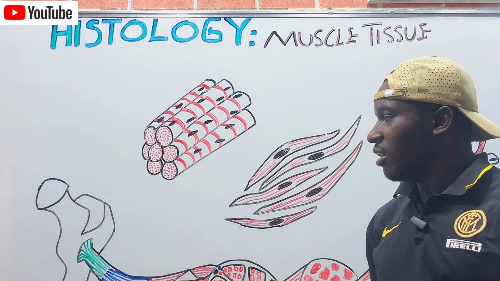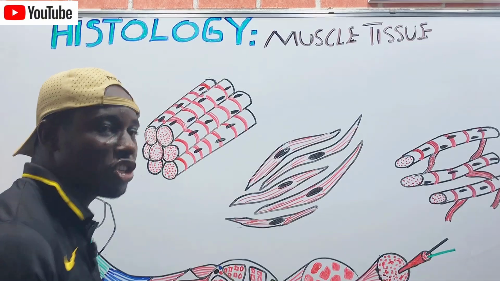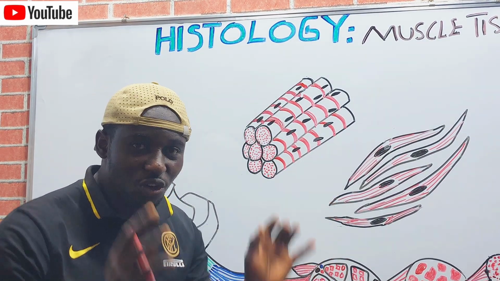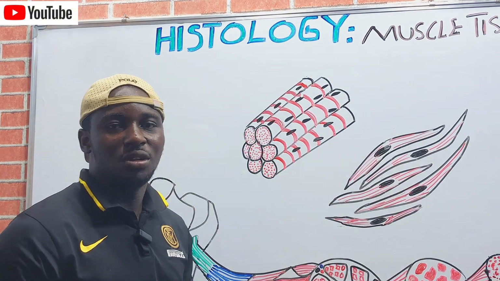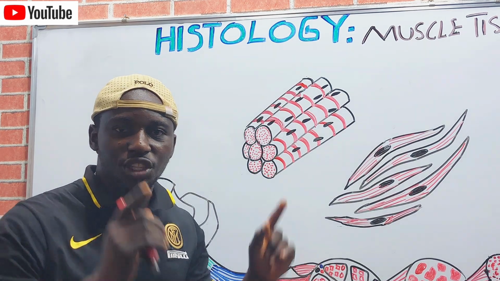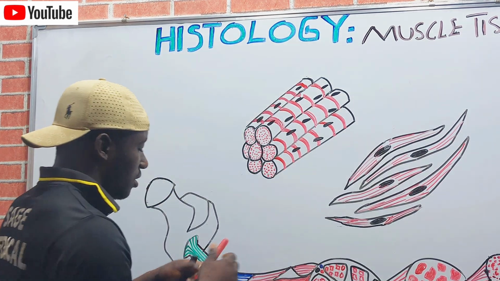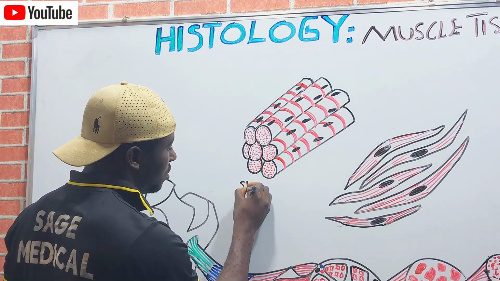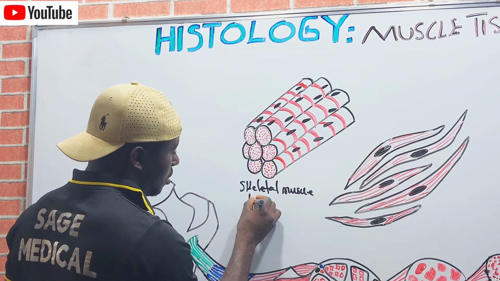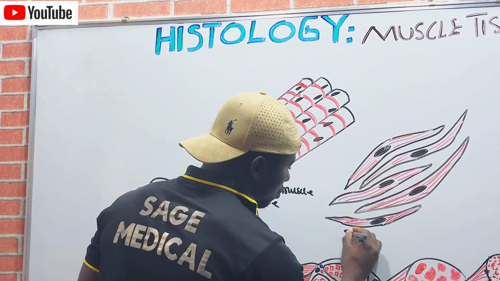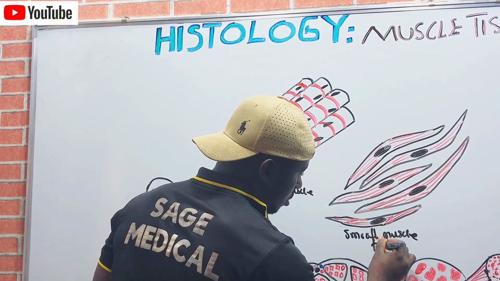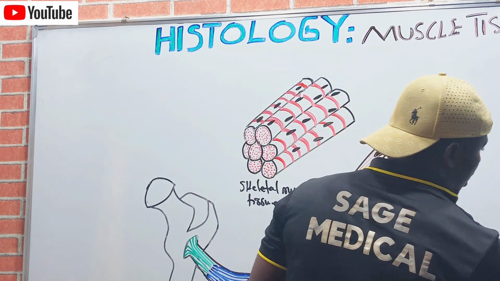On the histological aspect, the muscle tissue has been classified into three categories. Number one is the skeletal muscle tissue. Number two is the smooth muscle tissue. Number three is the cardiac muscle tissue. Now, this is the skeletal muscle tissue. Here is the smooth muscle tissue. This is the cardiac muscle tissue.